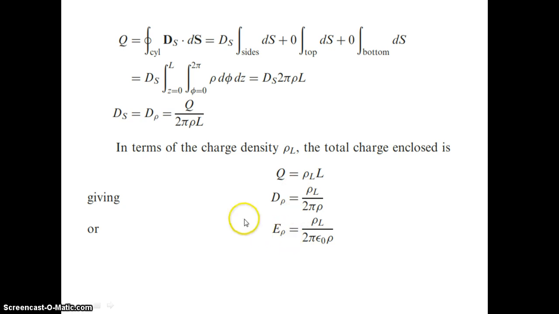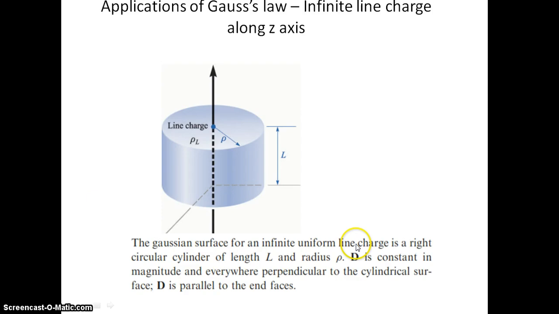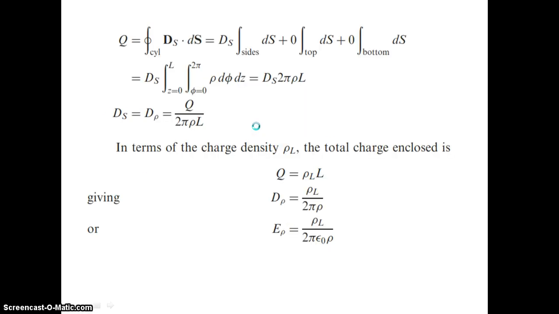So E equals rho L by 2 pi epsilon 0 rho. This is the expression we are obtaining for field intensity due to infinite line charge. We have already proved this through Gauss law, considering a Gaussian surface around the infinite line charge. So for infinite line charge, it is rho L by 2 pi epsilon 0 rho.